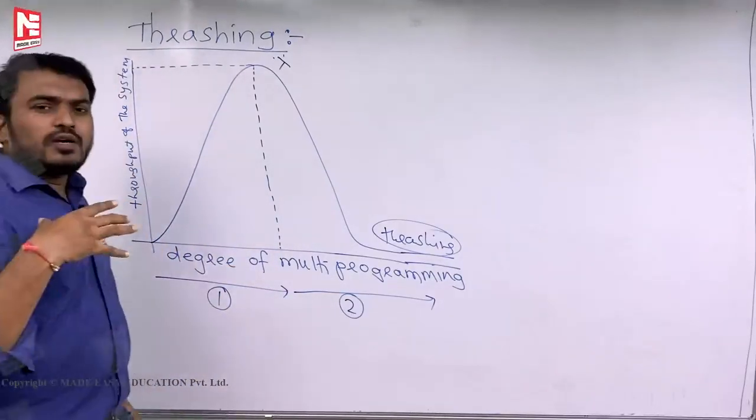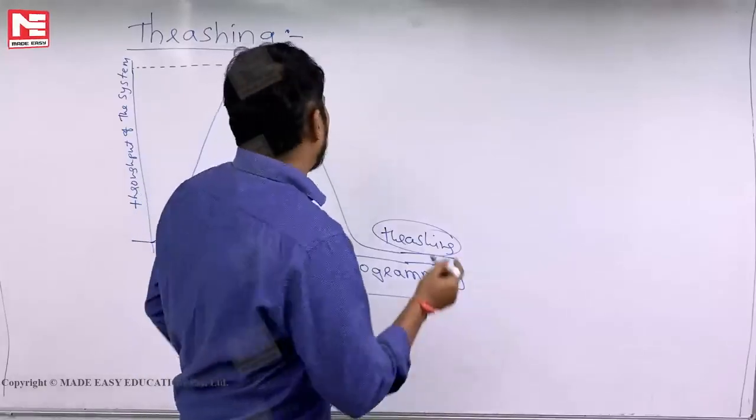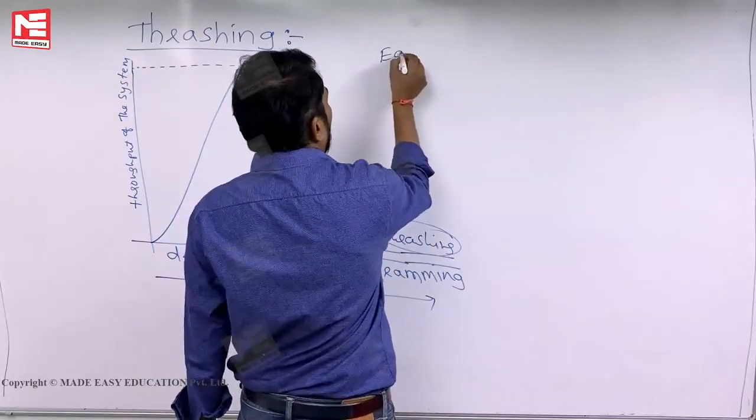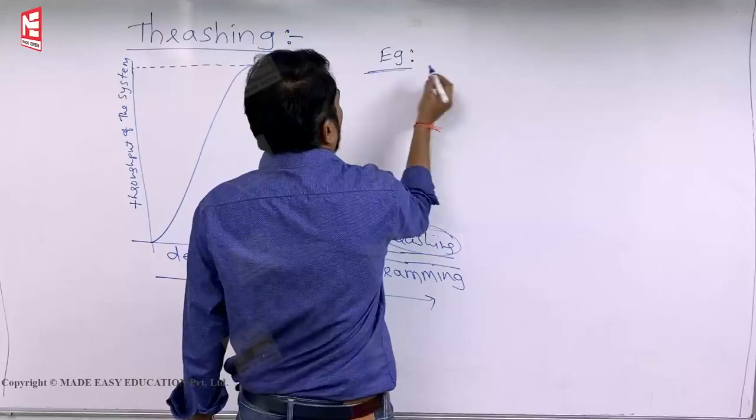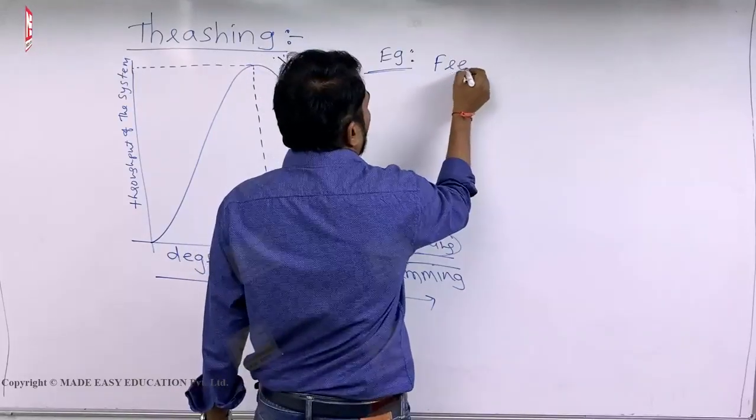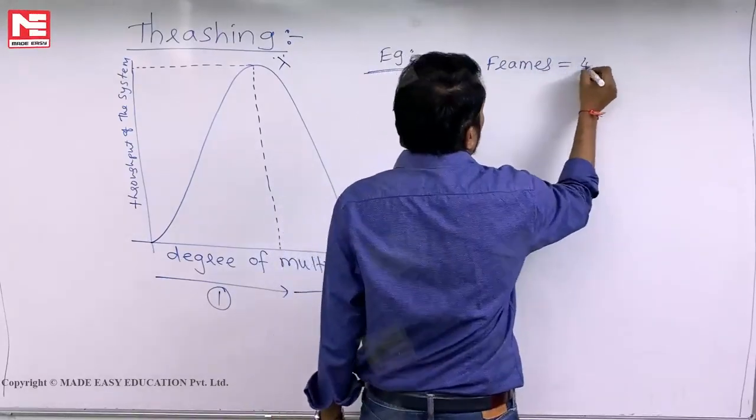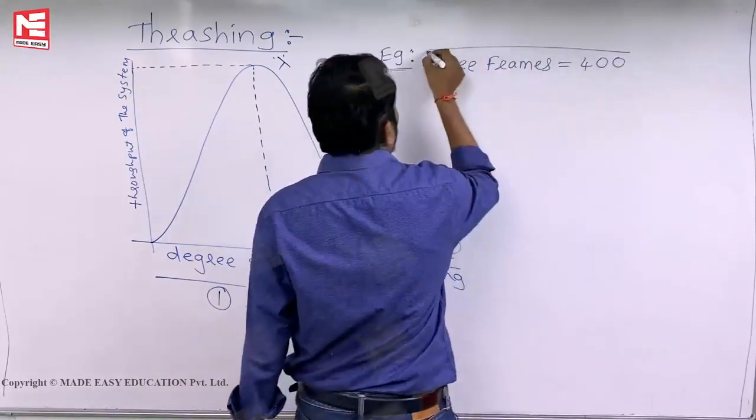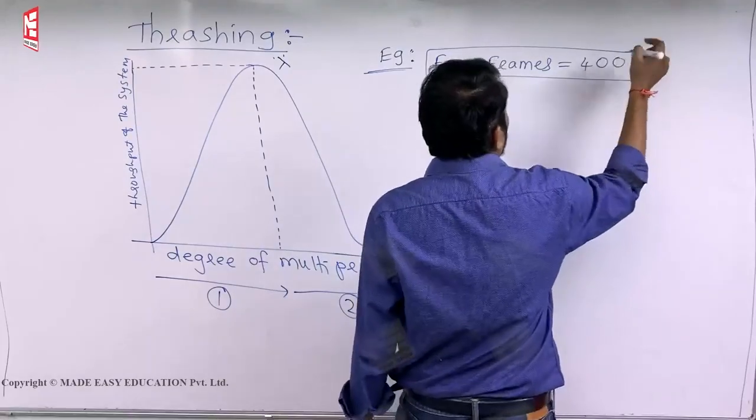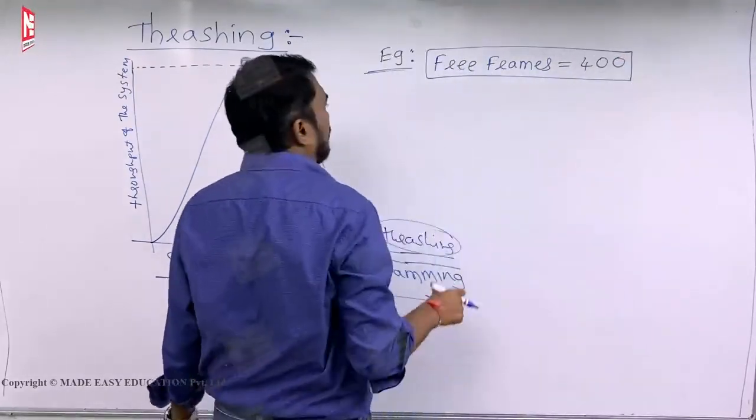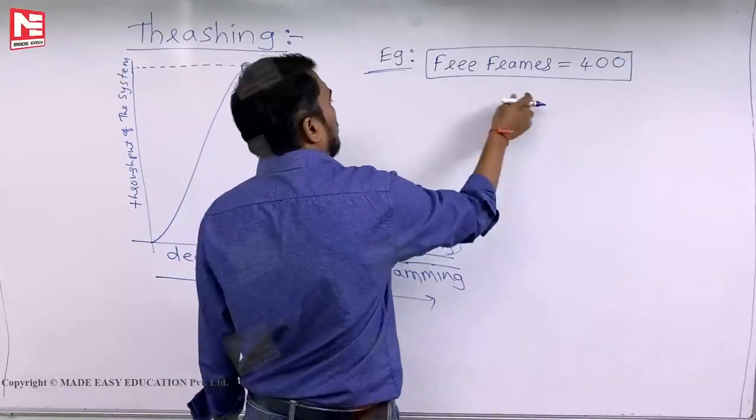Now remember, why is this problem coming? ऐसा क्यों हो रहा है? Let us try to understand. Let's take a simple example, which will give you complete clarity. Let's say free frames in the memory are 400. Understand here, you are having 400 free frames.